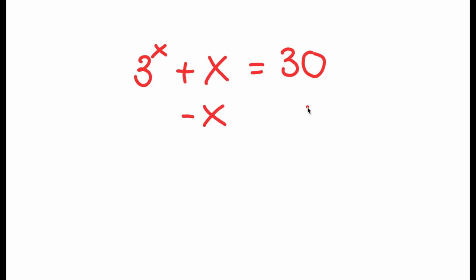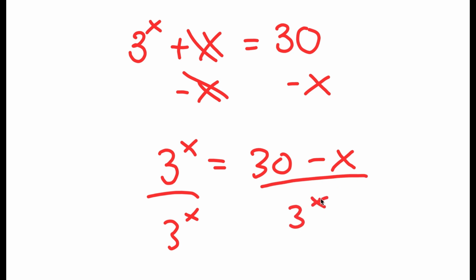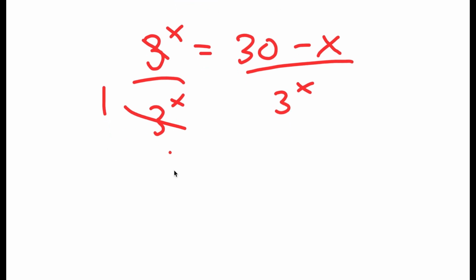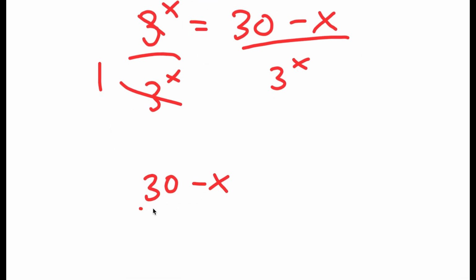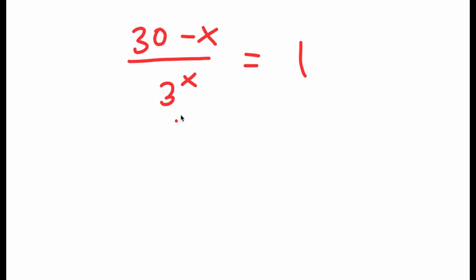Now from here, I'm going to subtract x on both sides. So I get 3 to the power of x is equal to 30 minus x. Now, what I'm going to do is divide both sides by 3 to the power of x. So now these two cancel out to get 1, and I'm left with 30 minus x over 3 to the power of x is equal to 1. Now from here, 1 over 3 to the power of x is the same thing as 3 to the power of negative x. So I have 3 to the power of negative x times 30 minus x is equal to 1.